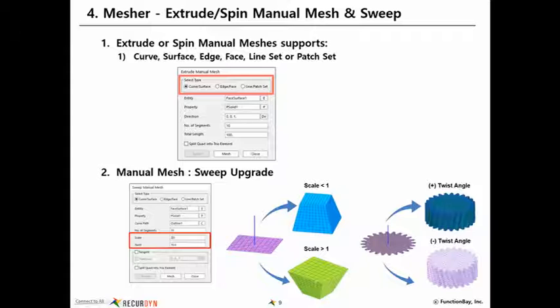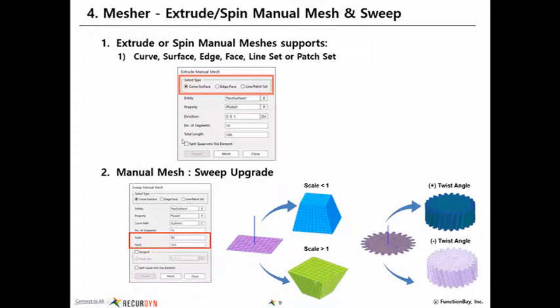All right, so just a small update to the manual mesh here. If you have a 2D mesh, you can change that into a 3D mesh using this manual mesh feature. The manual mesh was included in previous versions. There are just a few new features that you can use now, and it now supports curve, surface, edge, face, line set, or patch set that you can extrude from.